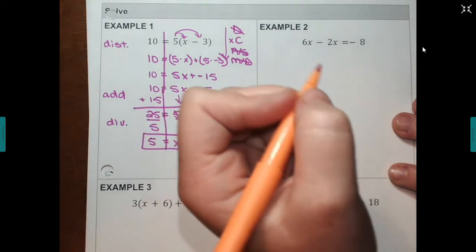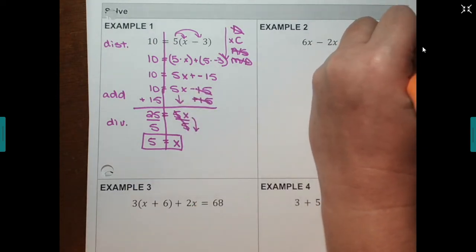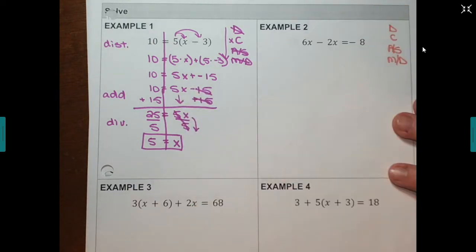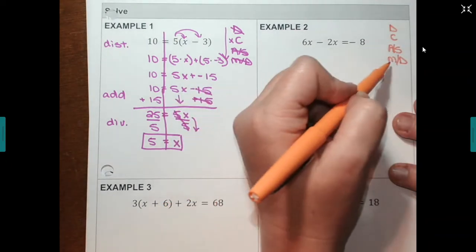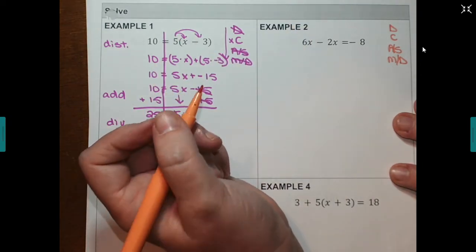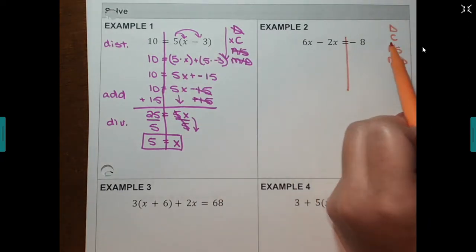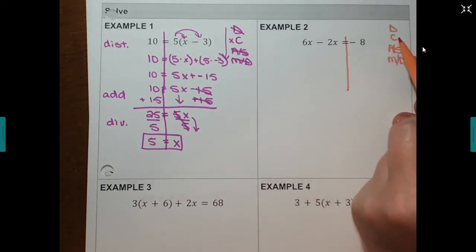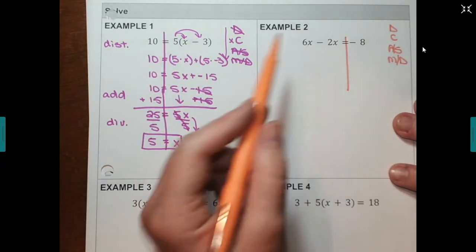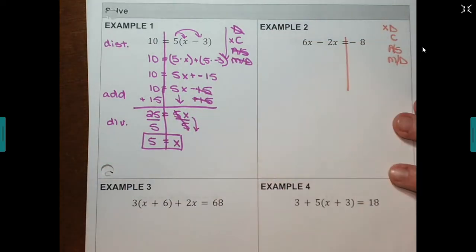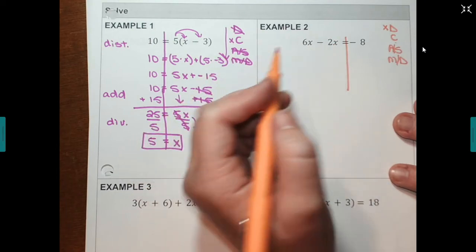Okay, so here we have, let's go ahead and write our DCASMD. We distribute, we combine like terms, we add or subtract, we multiply or divide. Okay, and we draw our gate first. Now, is there anything I can distribute? I don't see any parentheses or anything. Like over here we had some parentheses and we could do all that. I don't see any of that. So we cannot distribute. But we can do some combining of like terms because we have an x and an x and they're on the same side.